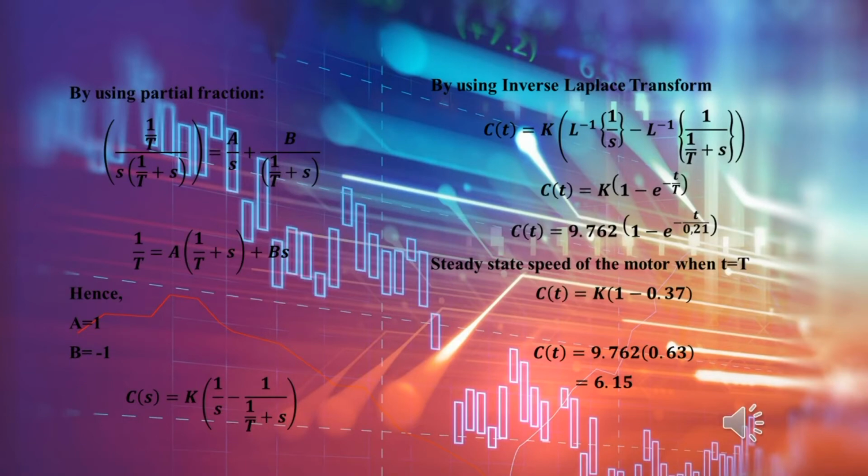As we have learned before, we will use partial fractions to get the values of A and B. The value of A is equal to 1 while B is equal to -1. So, we can do the inverse Laplace transform to get the equation of Ct. The value of time is equivalent to the time constant at the steady state speed of the motor. Then the value of Ct was calculated.